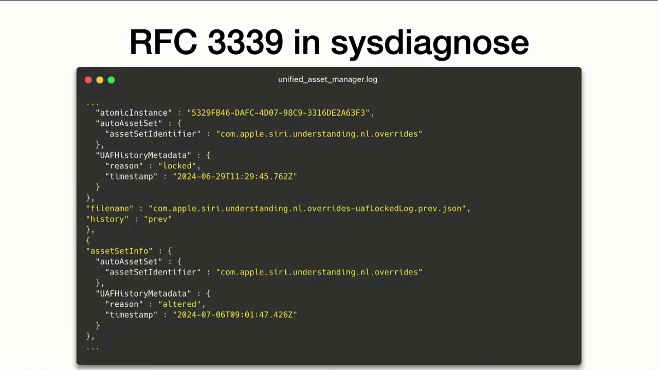Then, as an example for RFC 3339, we have here in the Unified Asset Manager log this timestamp, which indicates with a T and also with a Z that we are in the UTC zone.